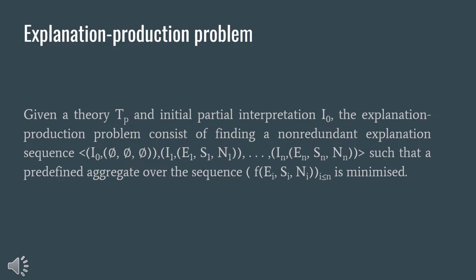Now, to define interpretability of a non-redundant explanation sequence, we define an aggregate over the sequence of explanations. The explanation production problem consists of finding a non-redundant explanation sequence such that a predefined aggregate f over the sequence of (ei, si, ni) over all i less than or equal to n is minimized. Now let's discuss two types of aggregate and their peculiarities in the context of the explanation production problem.